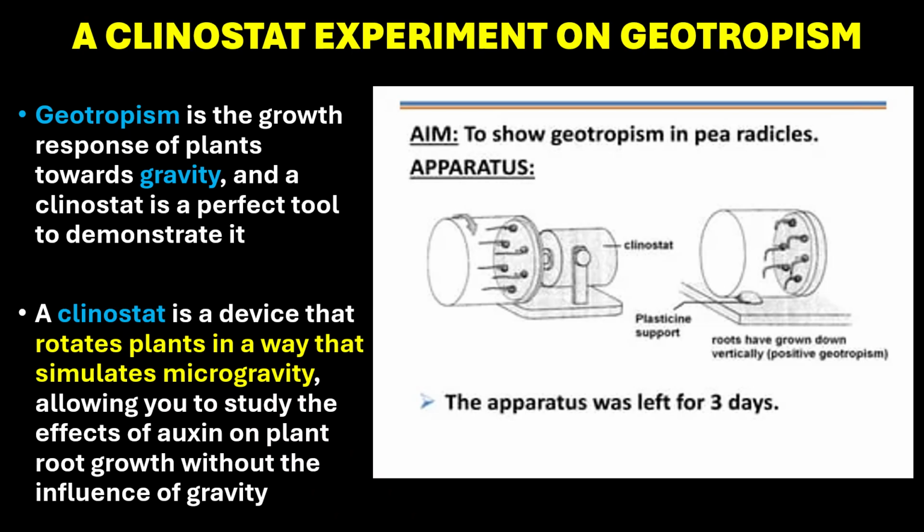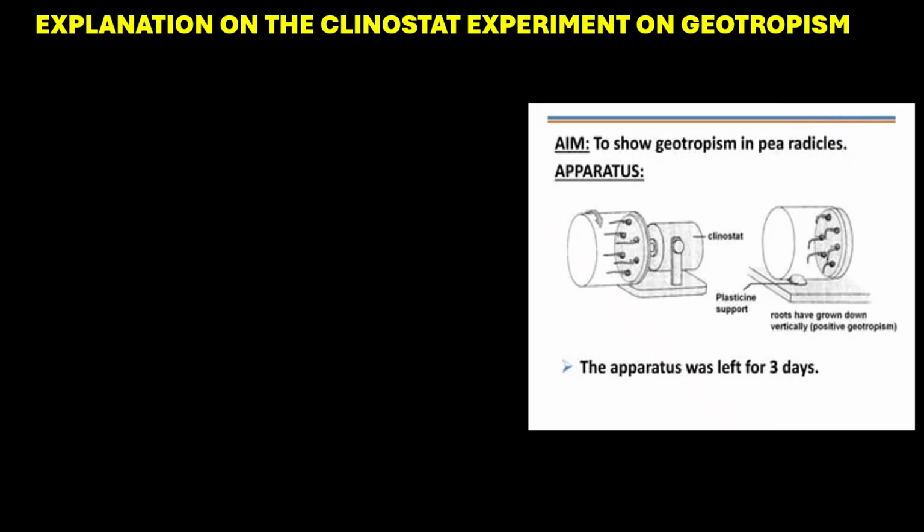It allows you to study the effects of auxins on the plant root growth without the influence of gravity. So we're going to see if the root will grow downwards in response to gravity, or it will grow horizontally if we rotate it. So there are two plants here, same plants, same quantity for validity's sake, and one potted plant is placed on a clinostat. So the clinostat will be rotating. It will cause the plant to rotate. This one, the plant won't rotate. So we want to see whether the seedlings will grow horizontally or downwards or upwards.